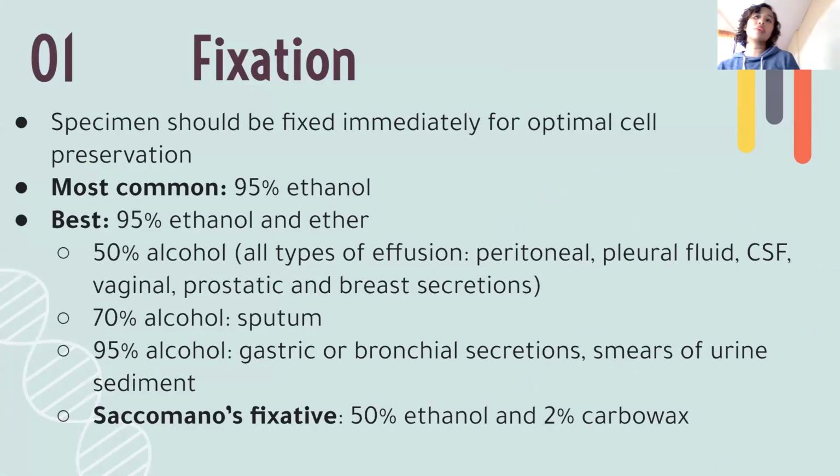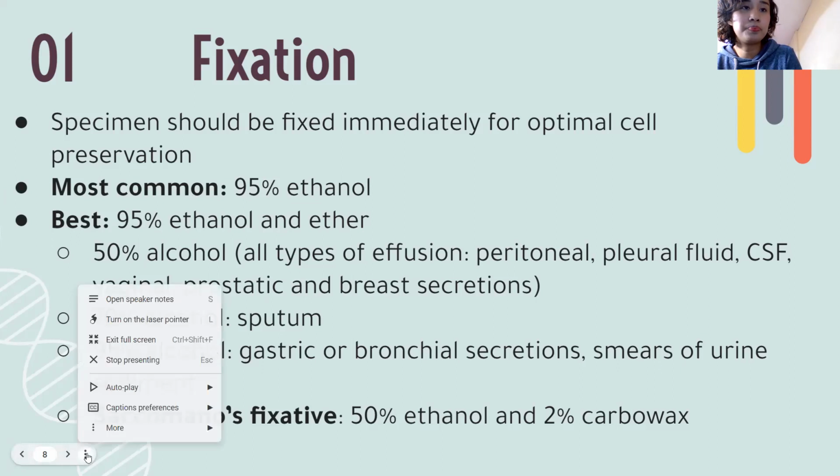So what are the steps for exfoliative cytology? So specimen should be fixed immediately. So most common class is 95% ethanol. The best is 95% ethanol and ether. However, class, flammable itong mga to. Okay? Sabi sa notes, may 50%, 70%, 95%. So class, it's okay to use 50% alcohol, kasi nga masyadong flammable tong mga to. To your effusions, mga peritoneal, pleural, vaginal.